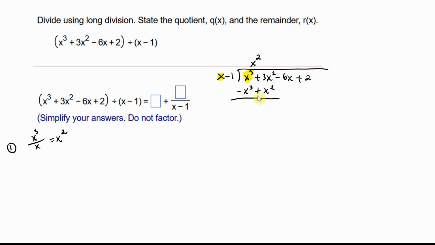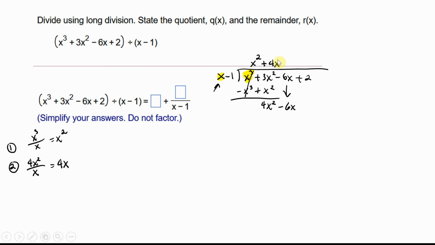So we draw a line, subtract. So this cancels out. And here we're adding those two. That's 4x squared. Bring down the next term, minus 6x. The next thing we divide is that 4x squared being divided by x. It's always divided by the first term here. So this is 4x. It's positive, so you write plus 4x.